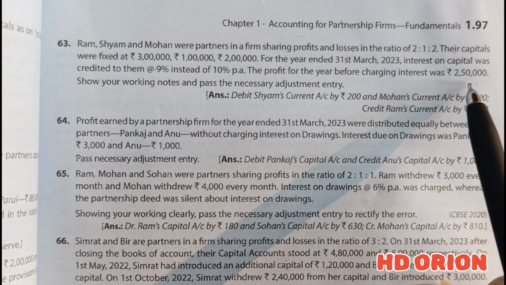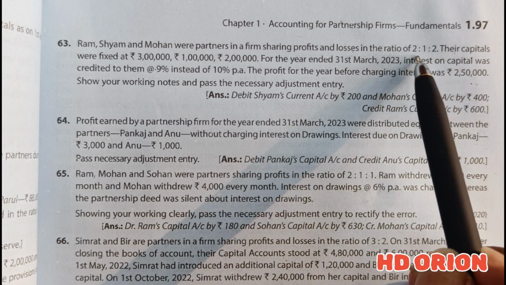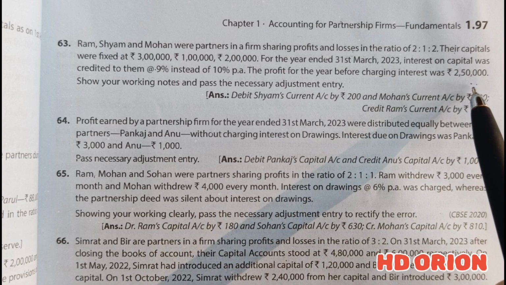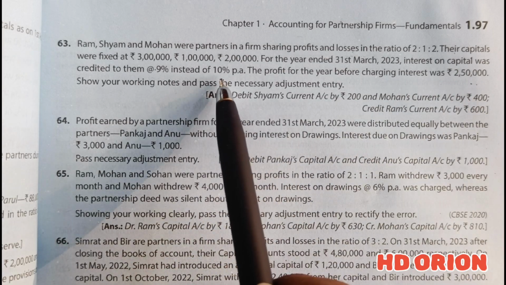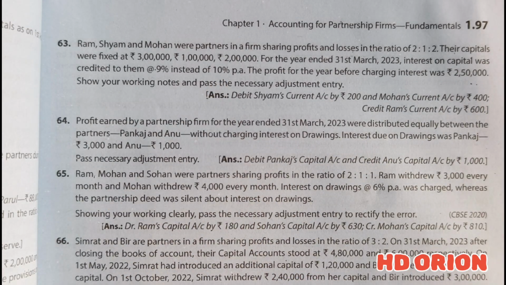Fine. Rest of the profit has been distributed in the correct ratio. So that is not a problem. The problem is related to 1% of interest on capital. So let us see the solution.